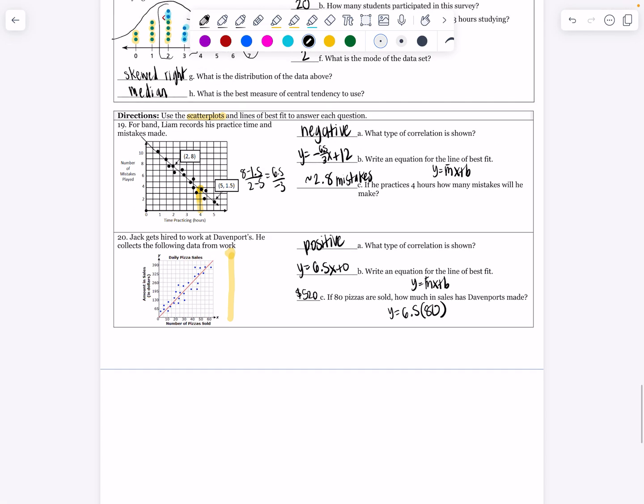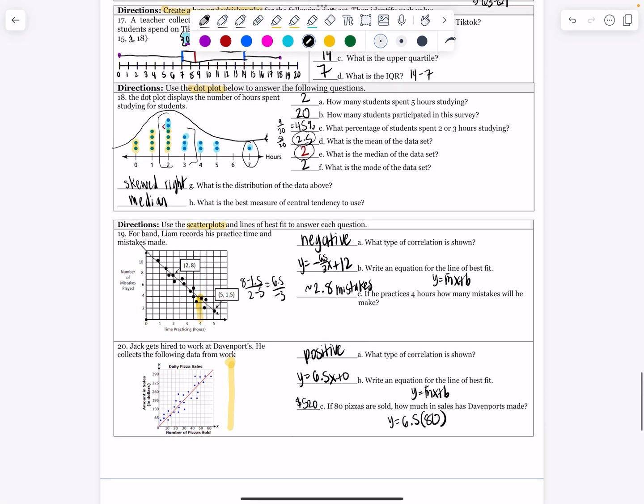So those are just estimations. We didn't go a ton into that, but just recognize that if it's positive correlation, it's going to be positive slope. If it's negative correlation, it should be negative slope, and then approximate your y-intercepts.